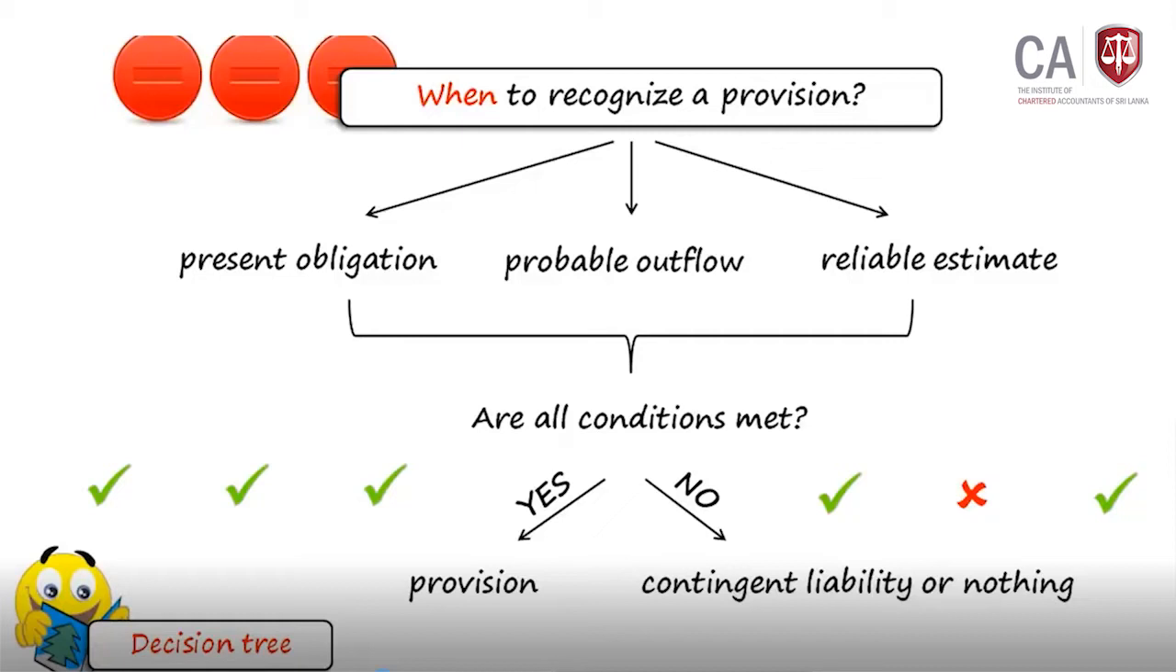Understand? Right? So, that depends on that. You have to read the given information properly and come to a conclusion. But anyway, to make a provision, these three conditions should be satisfied. If not, it can be a contingent liability or nothing.